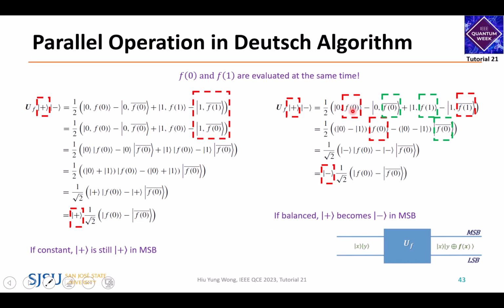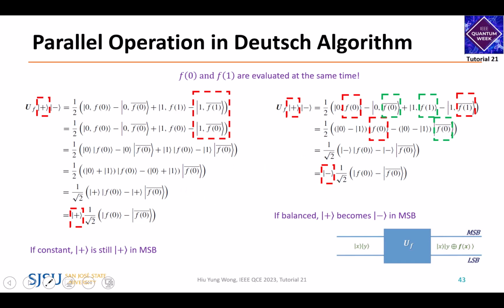Yeah, so when it's balanced, it means f of 0 equals not f of 1, right? For example, if f of 0 is 0, then f of 1 is 1, so not f of 1 is 0. So they are the same, right? So you can group the terms, and then you will find that eventually your output will always be minus. Okay, if you cannot see that, it's normal because it's very long.